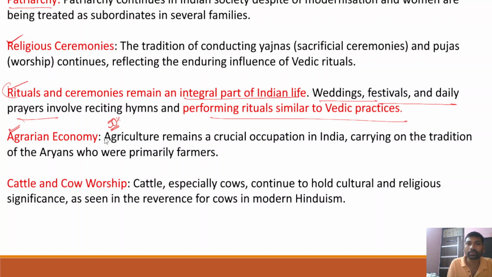Okay, agri-based economy. This agri economy still continues. Agriculture remains the crucial occupation in India, and we are still continuing the tradition of the Aryans, who were primarily farmers. And finally, cattle and cow worship is still prevalent in Indian society because of its huge religious significance. And this is how we need to address all the parts in a particular question.